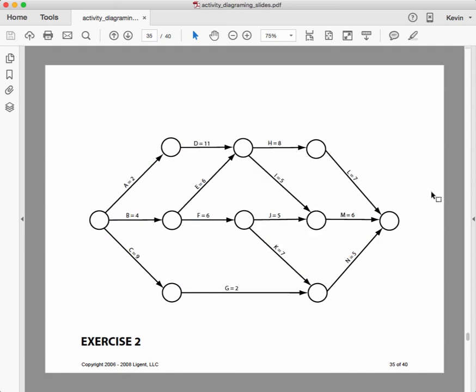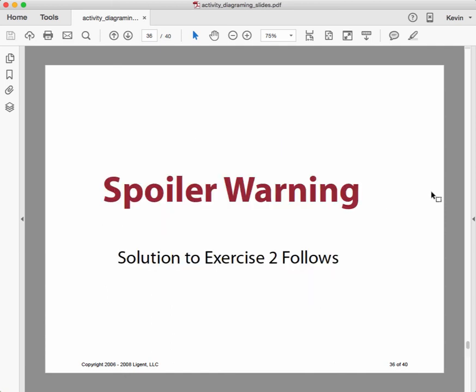Okay, so now exercise 2. This is your chance to do the work yourself and check your answers on the next one. Okay? And that's why there's a spoiler warning for exercise 2. So there's a spoiler warning in the slides. Now there's a spoiler warning in the video. So pause here if you want to solve this one yourself. Otherwise, here we go.